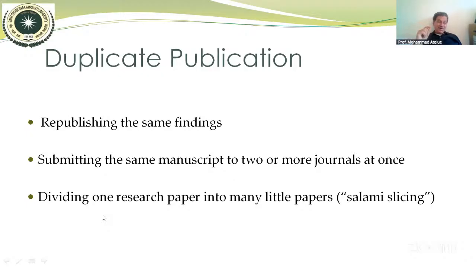Then dividing one research paper into many little papers, what they call salami slicing, because we do not have a sufficient number of ideas. So what do we do? We divide one single paper. In one paper we go ahead with the literature review, in the second paper we go ahead with the block schematic, and in the third one we report results. If you put all these papers together and go through them, you'll find that the idea remains the same, and that is again considered duplicate publication, which is a serious offense.